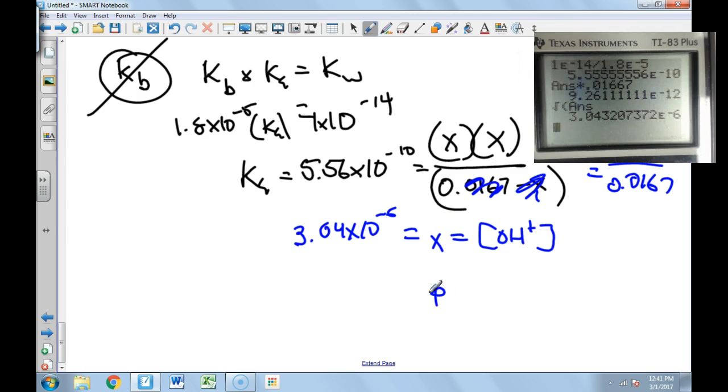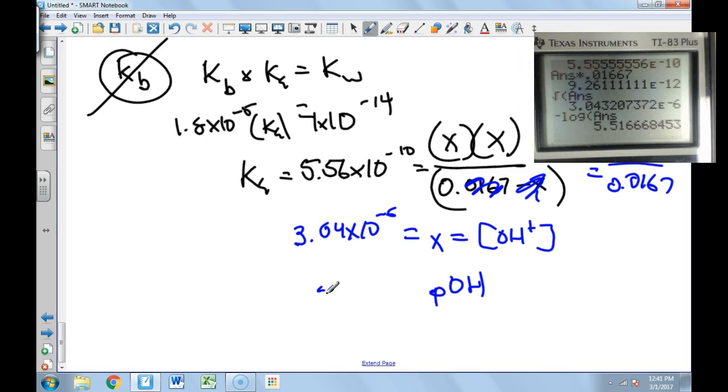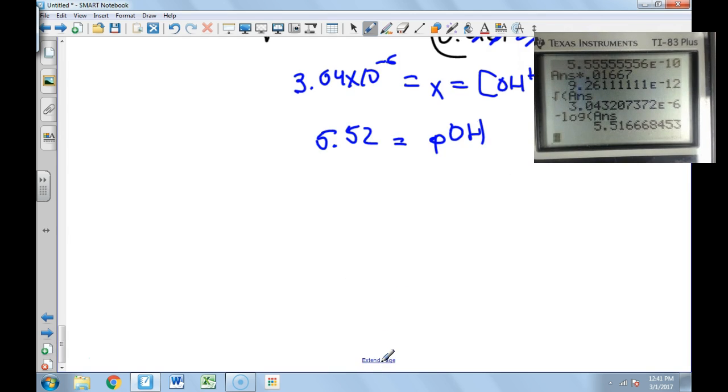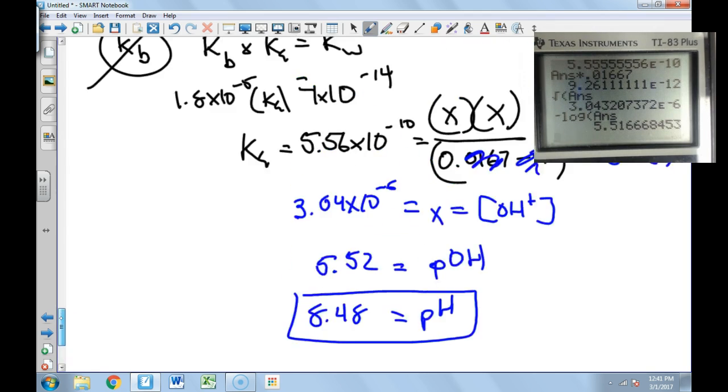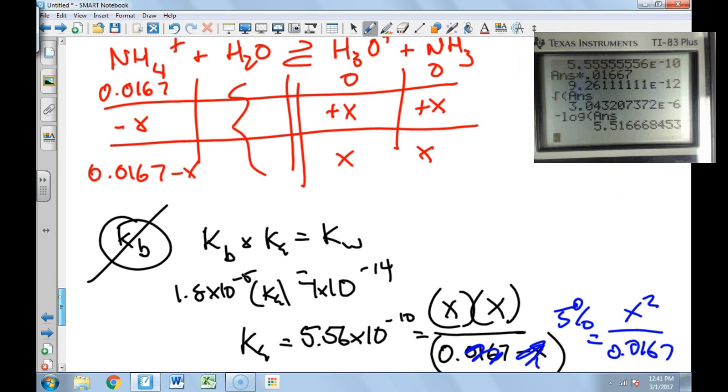Okay, so now we can do the pOH, which is the negative log of that, which is 5.52. And so at 5.52, that means the pH is equal to 8.48. Okay, so there is that.